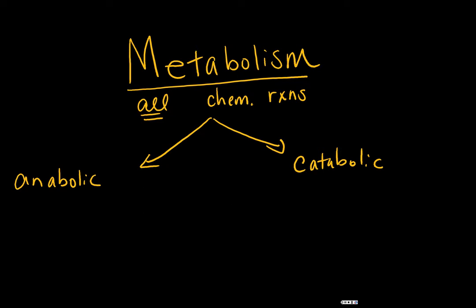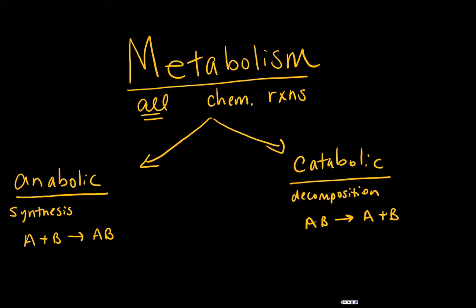Now, this term metabolism includes all chemical reactions, so it's an umbrella term, and there are two different subcategories of metabolism. You can have either an anabolic reaction or a catabolic reaction. The term anabolic reaction is talking about a synthesis reaction, and this word means to make something. So you can see we're taking our reactants, A and B, and we're forming our product, AB. Okay, so anabolic is synthesis. Both of those terms mean to make.